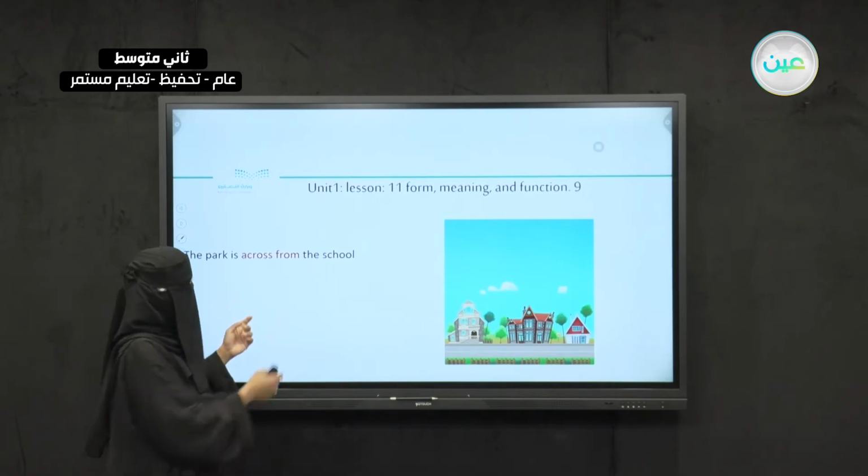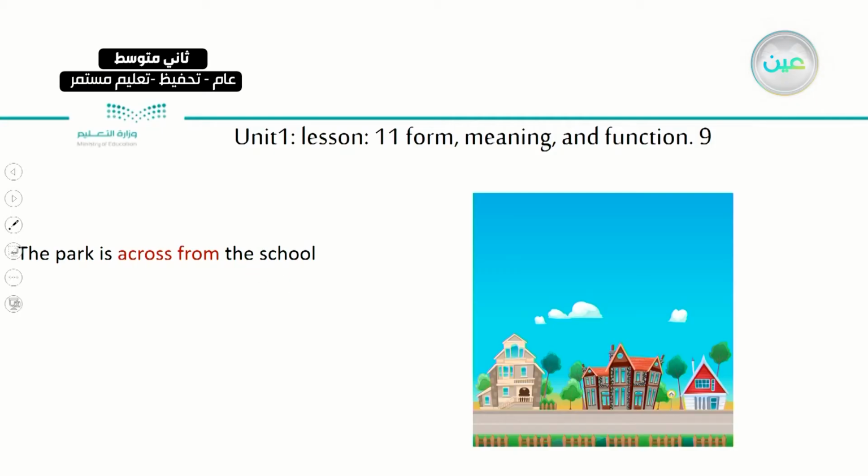Like here we have the park and the school. So this is the school and this is the park, and between them we have a street or a path. So we don't say it's next to it, we don't say it's in front of it, we use across from. This is the proper preposition we should use, okay?